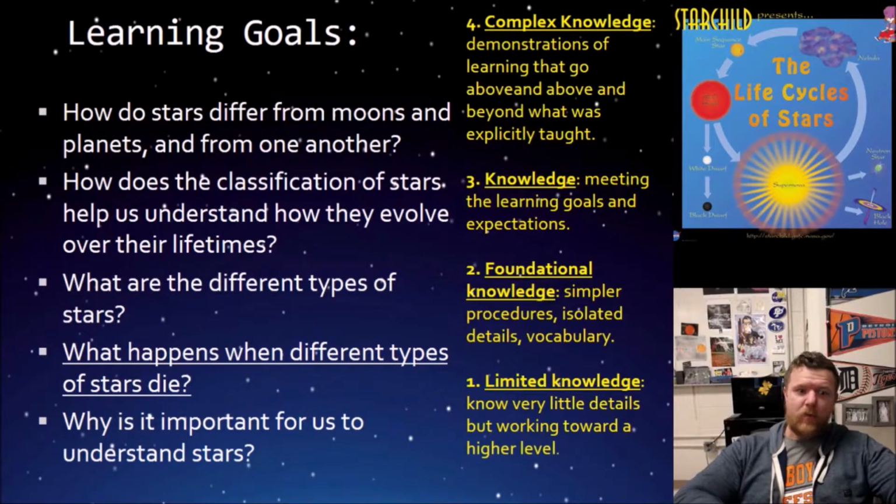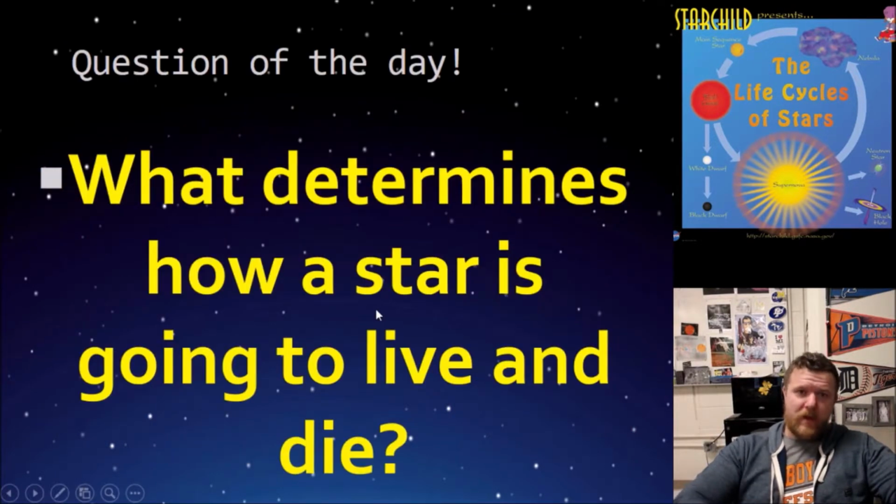Standard that we're looking at today: what happens when different types of stars die. So I would like you guys to write down our question of the day. What determines how a star is going to live and how it's going to die?